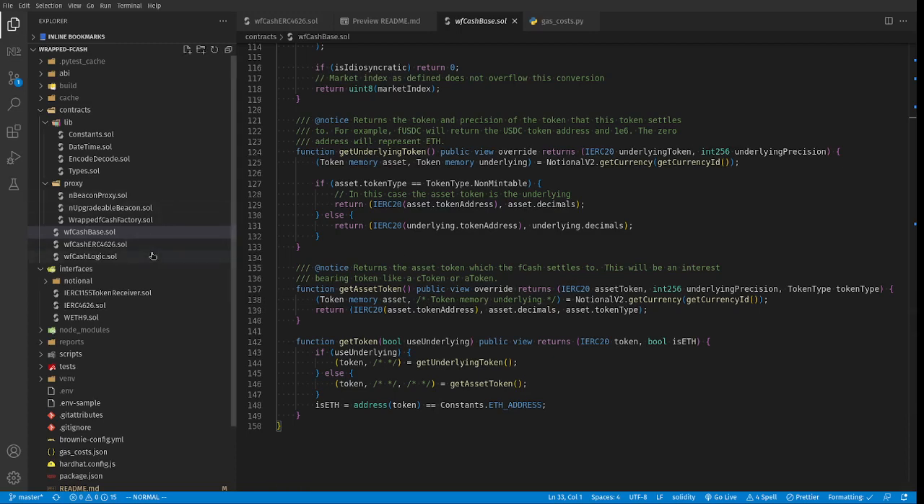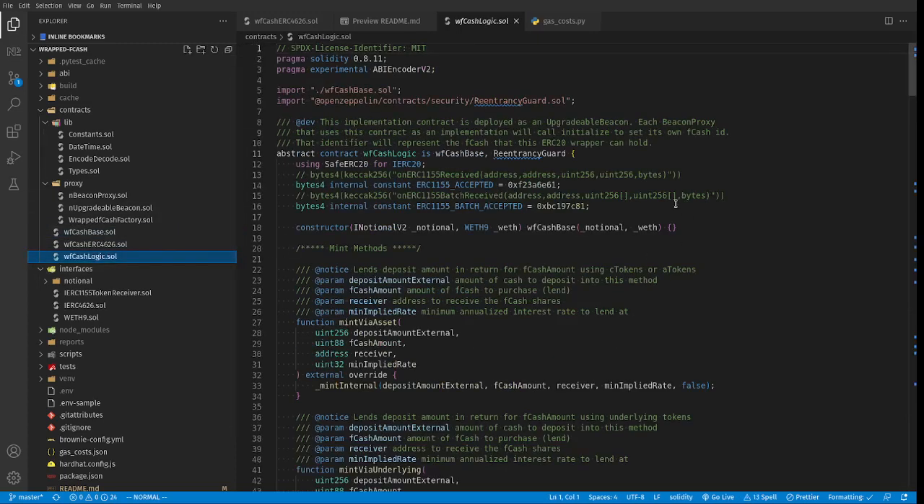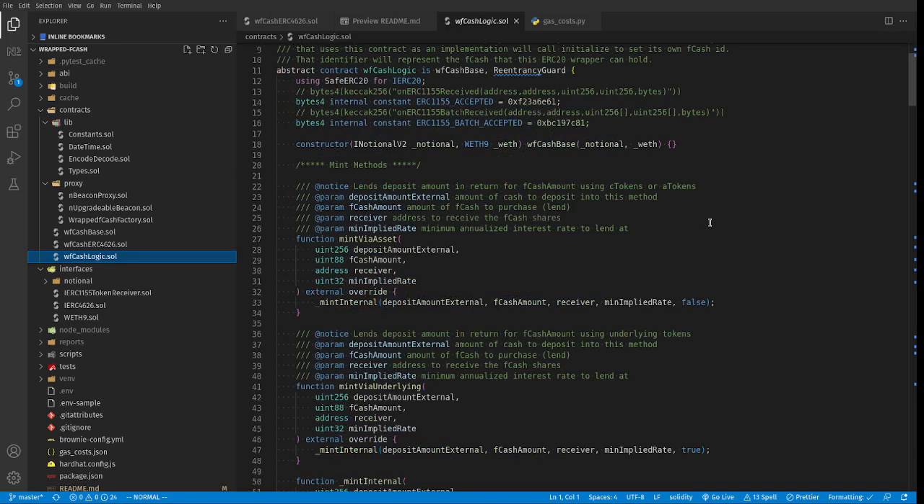So now we'll look at the logic contract. The logic contract is going to handle a lot of the interaction with Notional, and then the ERC4626 contract is built on top of this. So most of the meat is here.